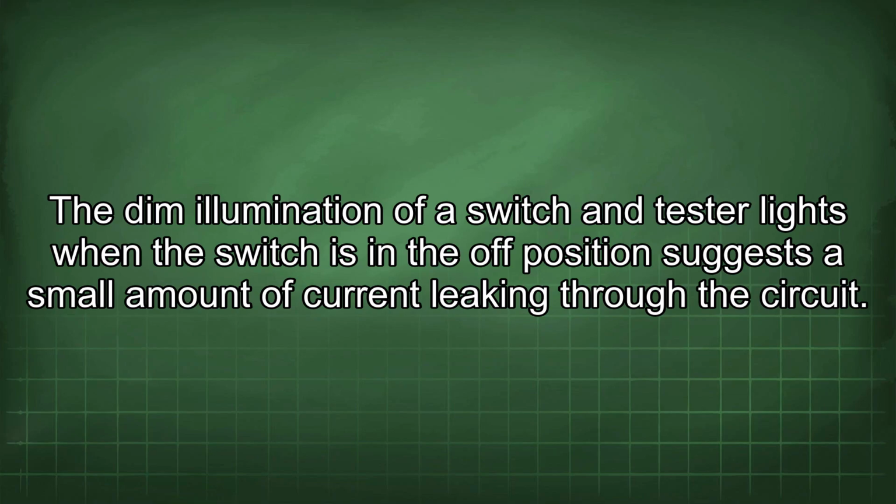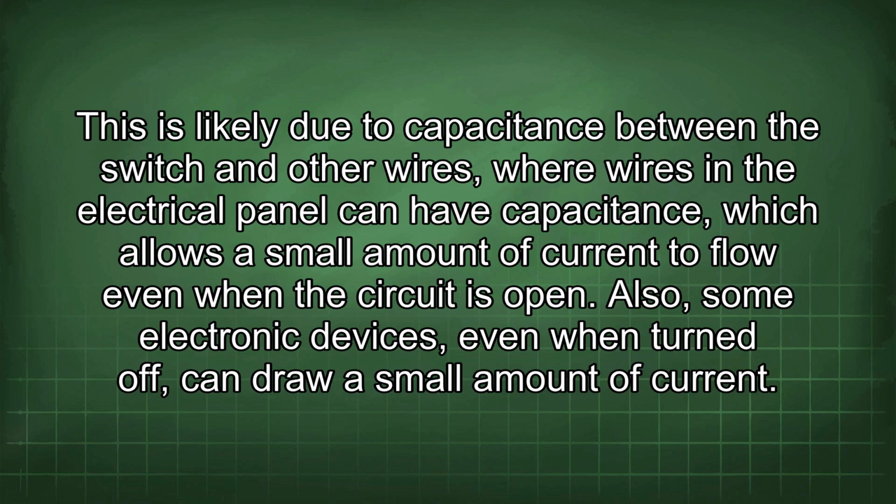The dim illumination of a switch and tester lights when the switch is in the off position suggests a small amount of current leaking through the circuit. This is likely due to capacitance between the switch and other wires, where wires in the electrical panel can have capacitance which allows a small amount of current to flow even when the circuit is open.